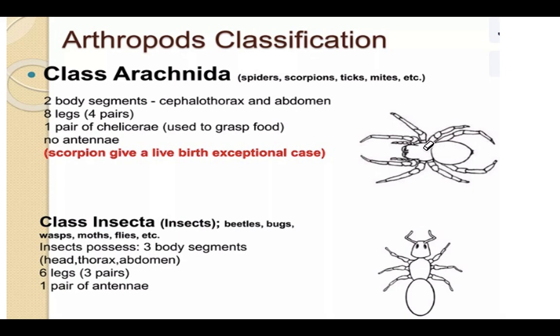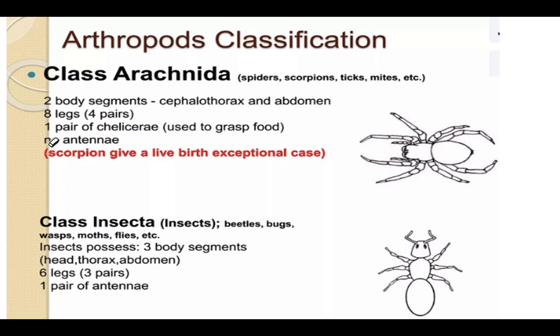So here we have the actual spider, and then also mites, and then also there are ticks, those which are usually parasites of dogs. So most of the time they are parasitic. They usually stick on the dogs, the mites or the ticks.